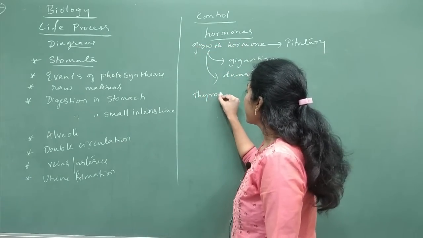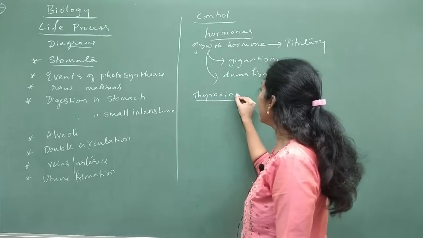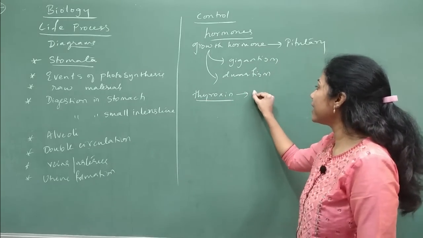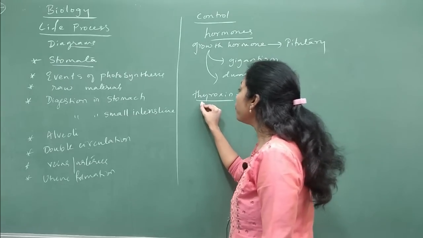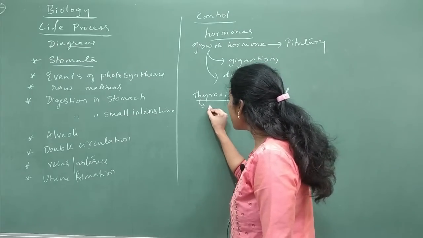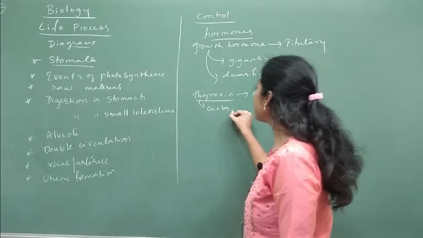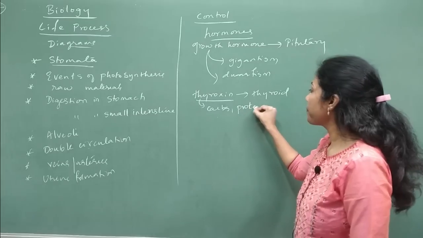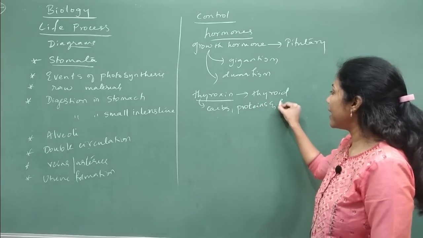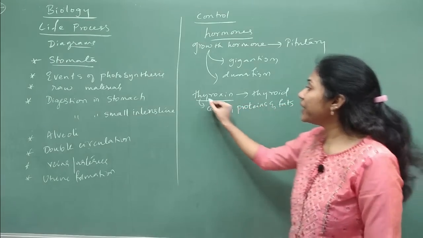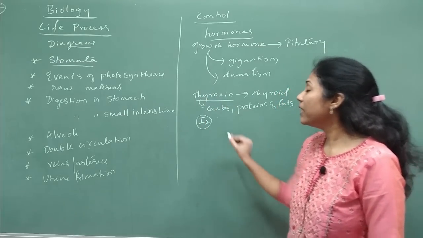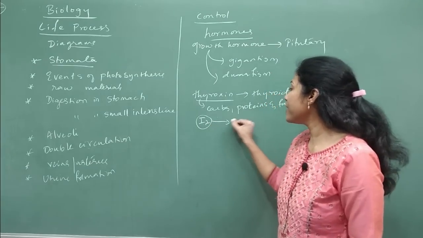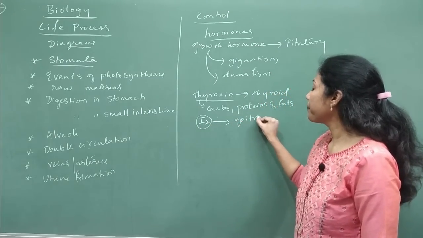Then thyroxine. Thyroxine hormone is produced in the thyroid gland. This hormone is helpful for the metabolism of carbohydrates, proteins and fats, right? And iodine is necessary for the production of thyroxine hormone. Deficiency of iodine leads to a disease called goiter.